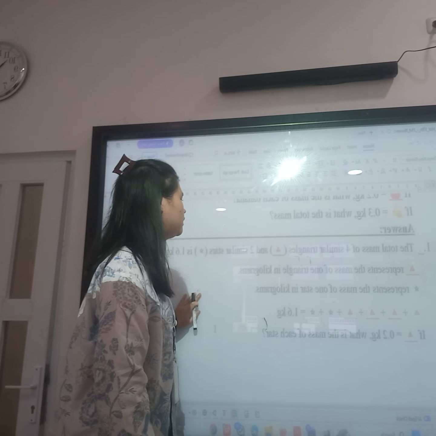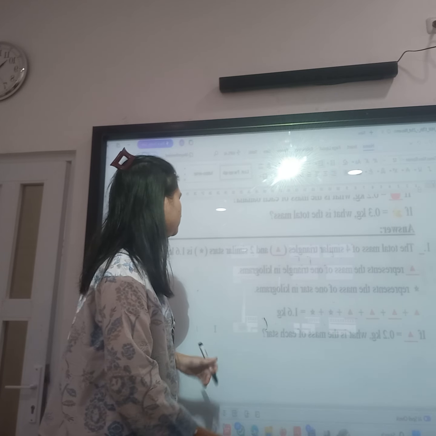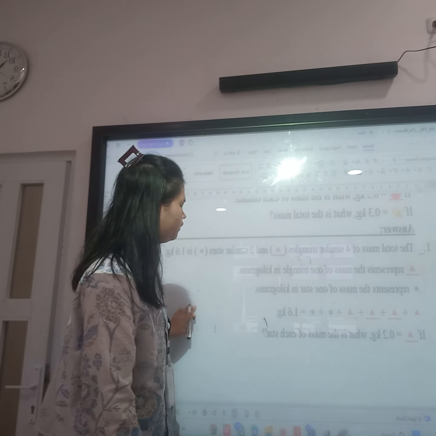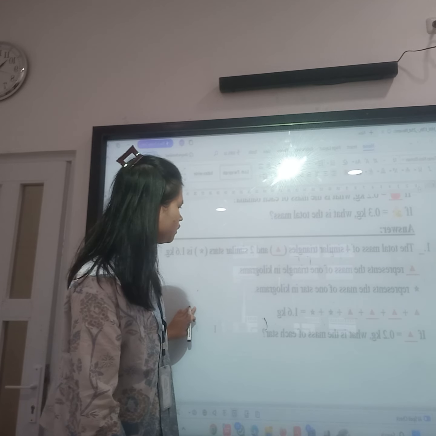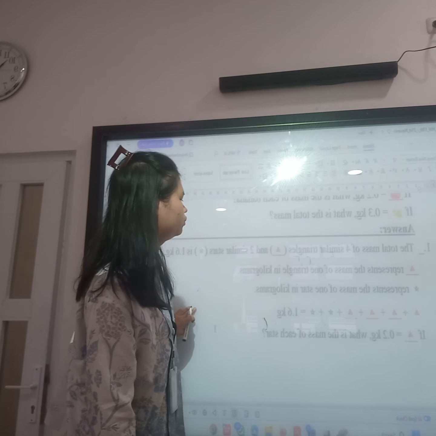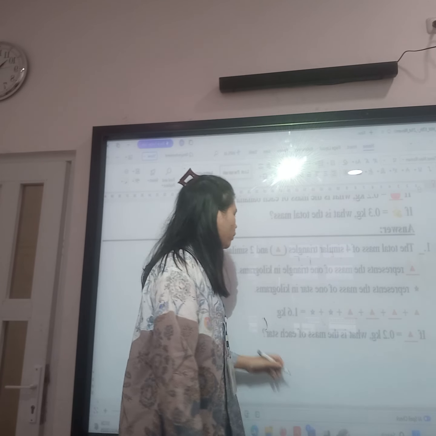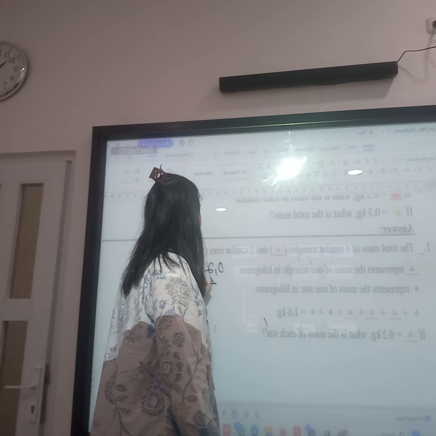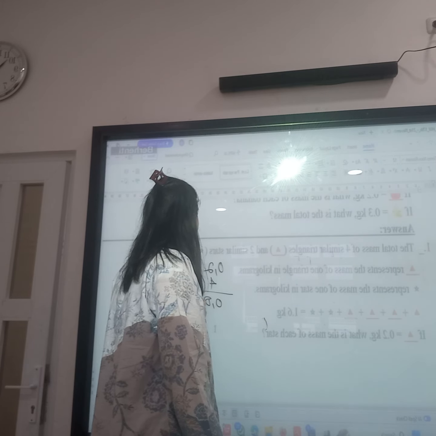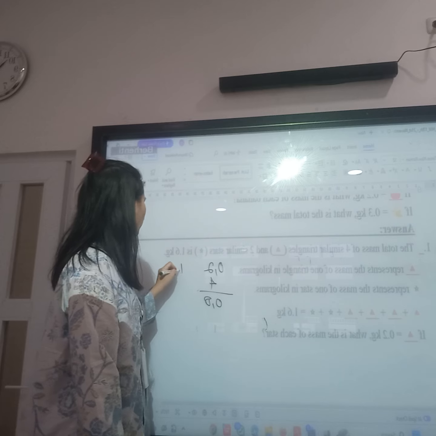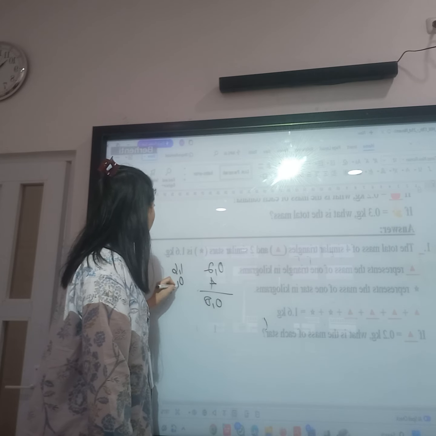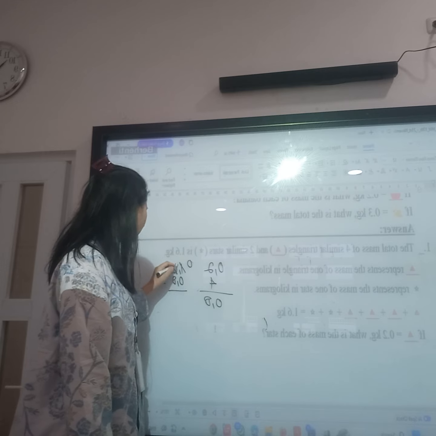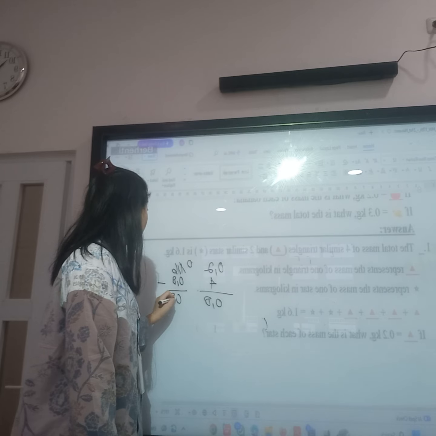Okay, the total mass of 4 similar triangles is 1.6. If the triangle is 0.2, 0.2 times 4 becomes 0.8. So in here we know that 1.6 minus 0.8 is equal to 0.8.